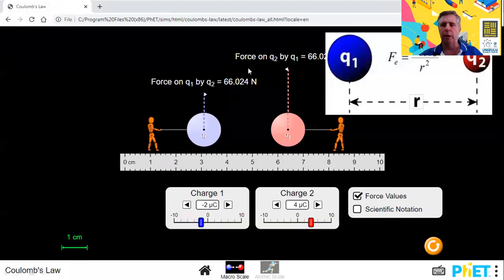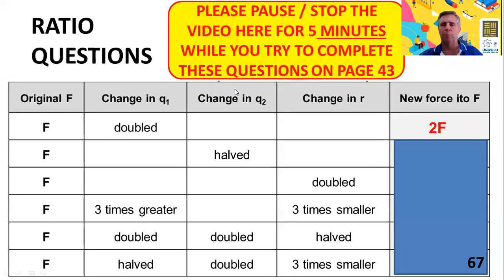So there's a table at the bottom of page 67 based on Coulomb's law. And we've done the first row for you, but we want you to fill in the answers in the other 5 rows. So it's based on Coulomb's law. The equation is given to you there. Please pause or stop the video here for 5 minutes and try to fill in the correct answers. Again, I cannot stress enough how important this is. If you just look at my answers, you won't learn anything.